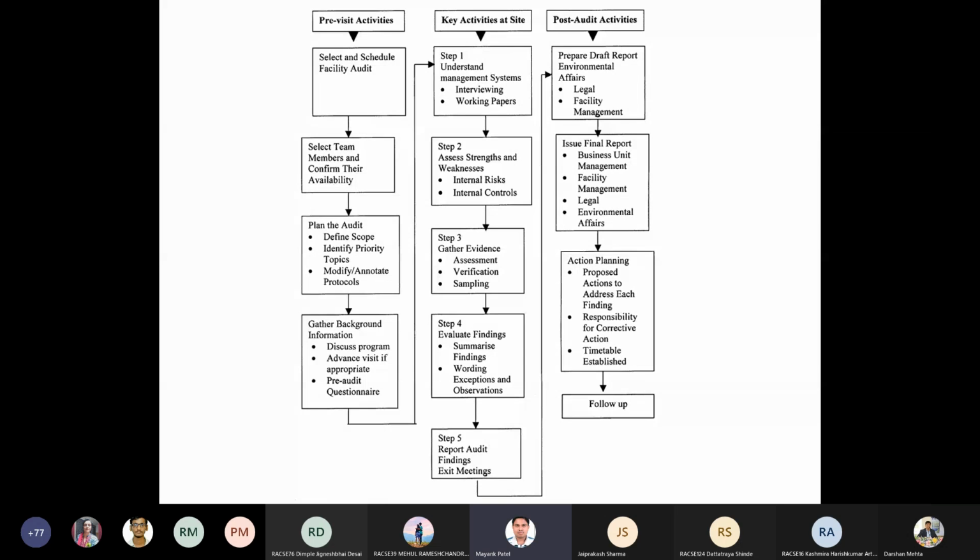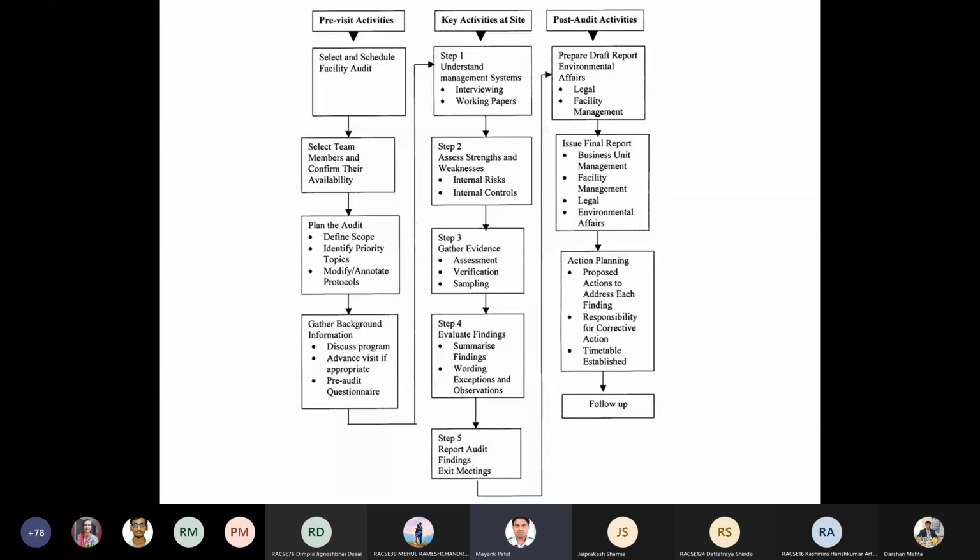The key audit activities at site are to understand the management system. You will have a brief interaction with the company personnel. You will assess the strengths and weaknesses, internal risks, and internal controls. You gather the evidences, then you evaluate your findings. You do this auditing there. You check the documents required, you collect these documents, you take the samples. You do the monitoring, ambient air and stack monitoring. Your findings you note down.